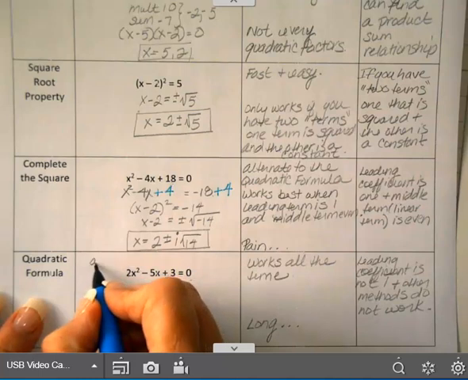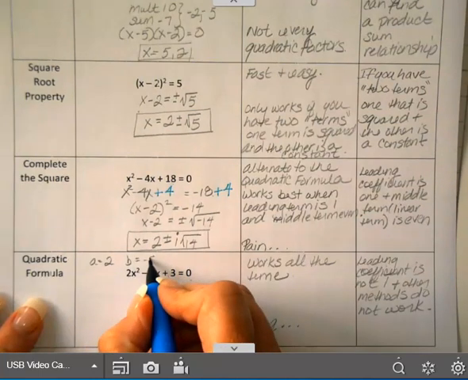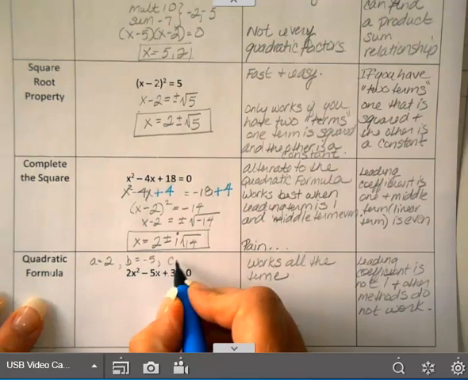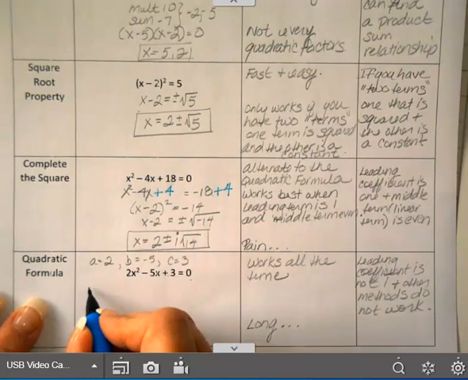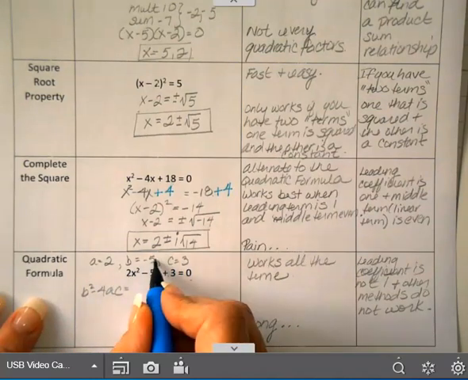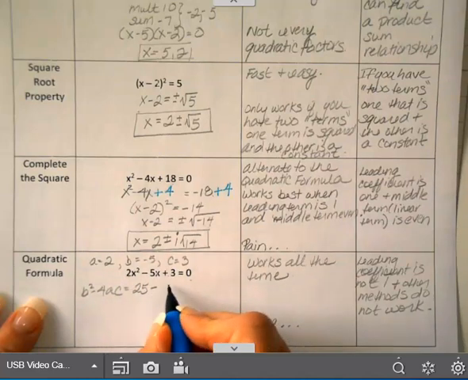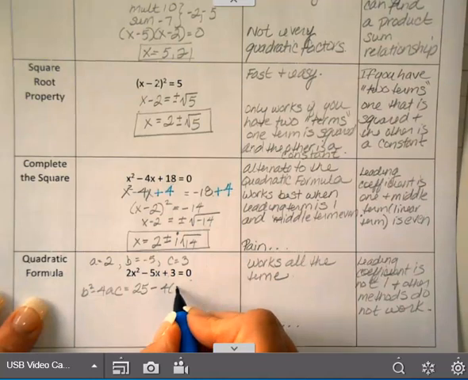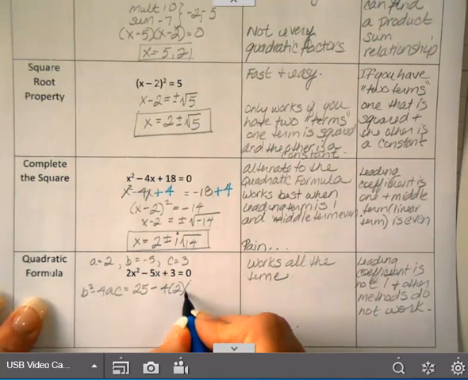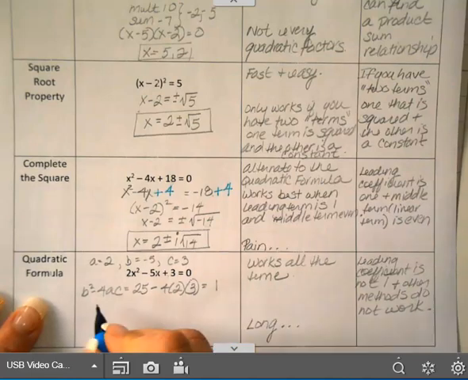In this case, my A is 2, B is -5, and C is 3. Let's go ahead and find the discriminant. So B squared minus 4AC. When you square a -5, you get positive 25. And that's minus 4 times A, which is 2, times C, which is 3. And that gives me 1.